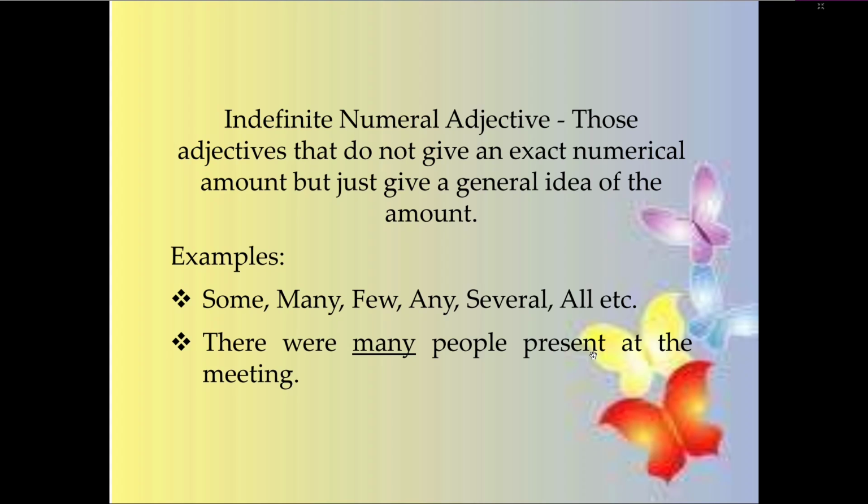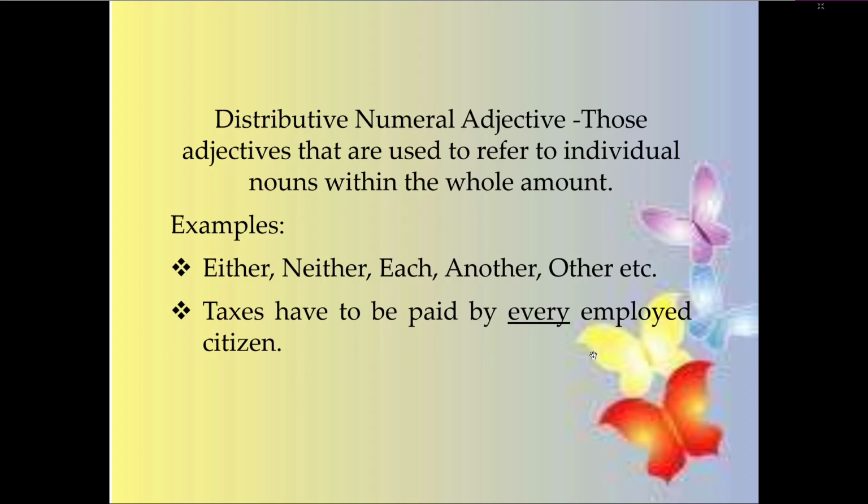Indefinite numeral adjectives are those adjectives that do not give an exact numerical amount but just give a general idea of the amount. Example: some, many, few, any, several, all, etc. There were many people present at the meeting. That is one example sentence. Distributive numeral adjectives are those adjectives that are used to refer to individual nouns within the whole amount. Example: either, neither, each, another, other, etc. Taxes have to be paid by every employed citizen. Every, on the whole, we consider.